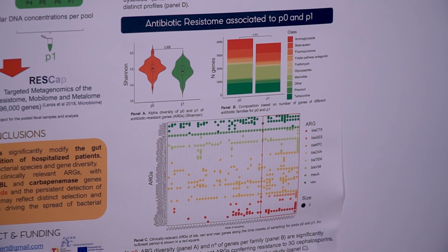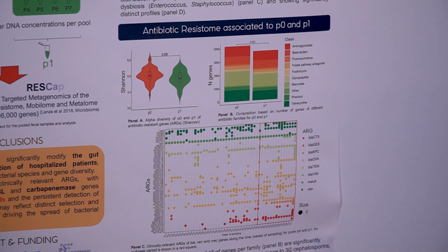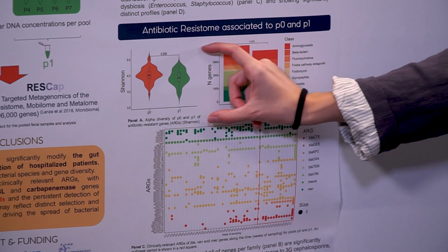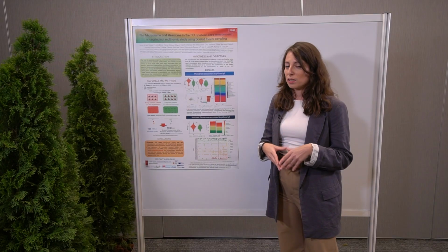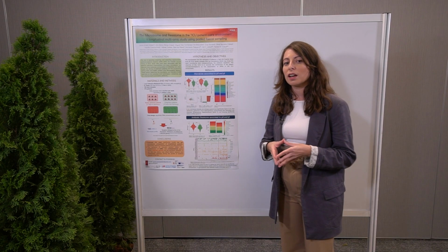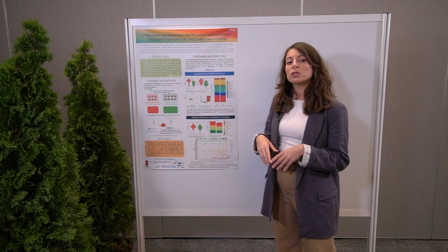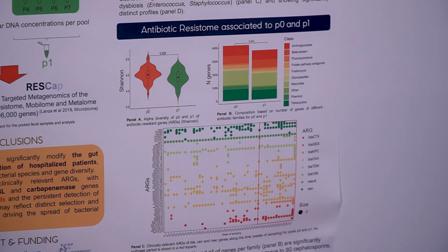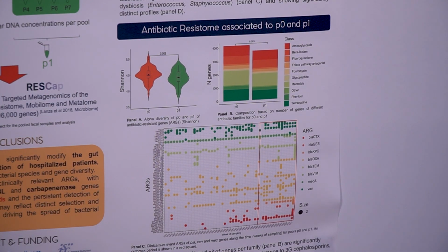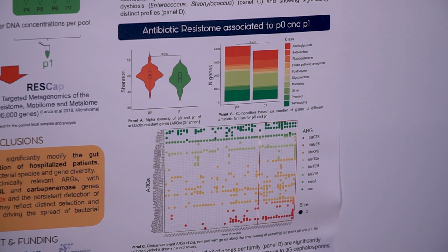Looking into the antibiotic resistome section, we can see here in panel A also the alpha diversity of the number of genes that we analyzed, in which the newly admitted patients had higher diversity than the long-term patients. That is consistent with the results of the microbiota. In panel B, we can see the composition of this number of genes divided into the different classes of antibiotics, in which the composition is different, with the newly admitted patients having a greater number of genes than the long-term patients.